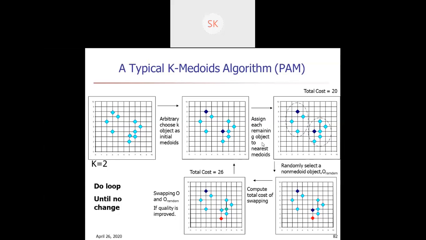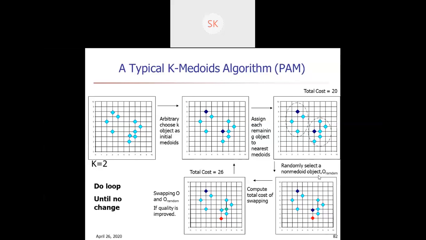And then assign each remaining object to the nearest medoid. With respect to medoid 1 and medoid 2, we compare the distance of all objects. It is observed that these objects are nearer to this one and those are closer to that one. With respect to the first medoid we compare all objects, and with respect to medoid 2 again we compare all objects, right? And then we set up some threshold, the boundary of how much distance is allowed at maximum.